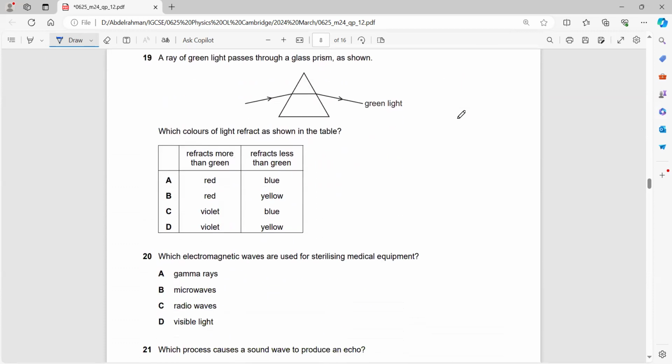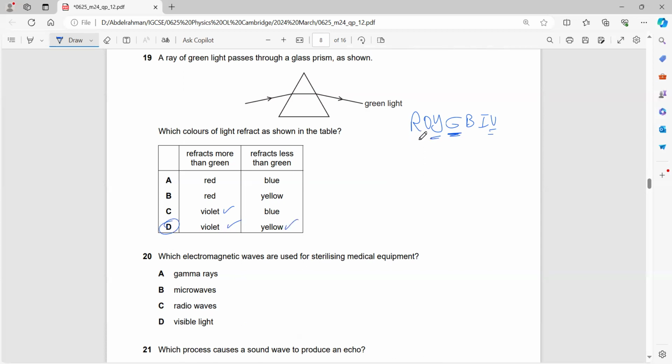Question 19. We have a green light. Which one refracts more and which one refracts less? We can just write it down: ROYGBIV. We have the G. More than green would be violet, and less than green would be yellow.